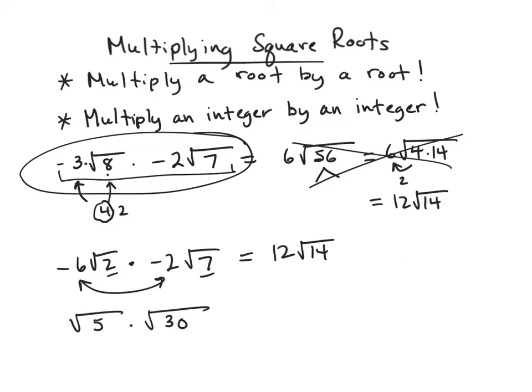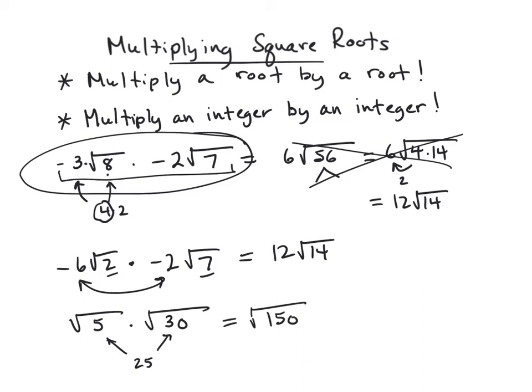Sometimes you can spot perfect squares before you multiply. Neither 5 nor 30 have a perfect square in it, but 5 has a factor of 5, and 30 also has a factor of 5. That's going to make a perfect square of 25 when you multiply. Notice these are both roots. I can multiply them. This is root 150.